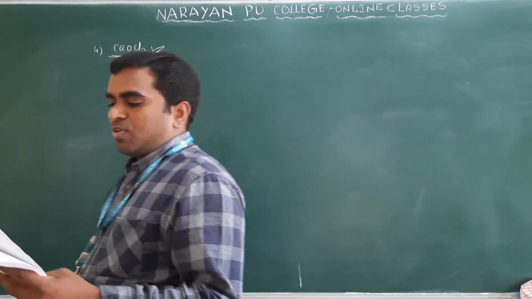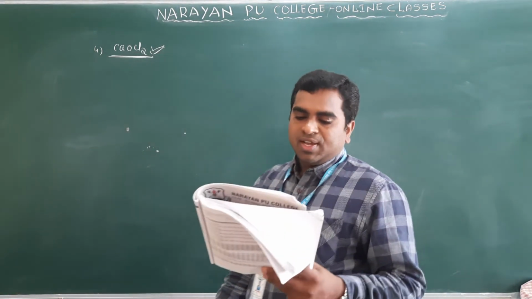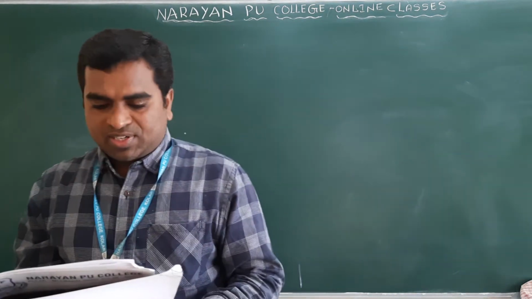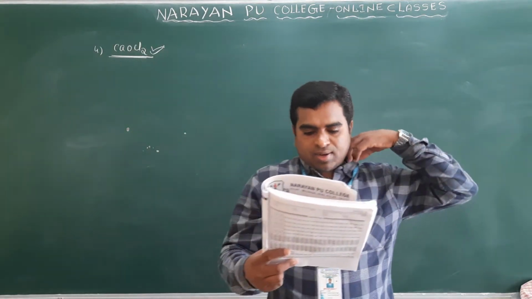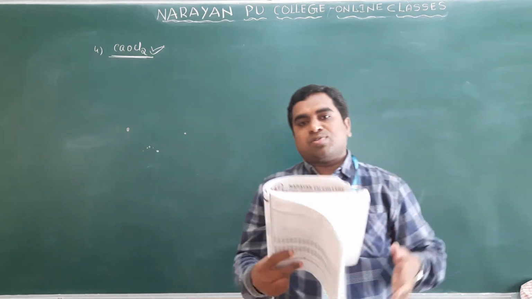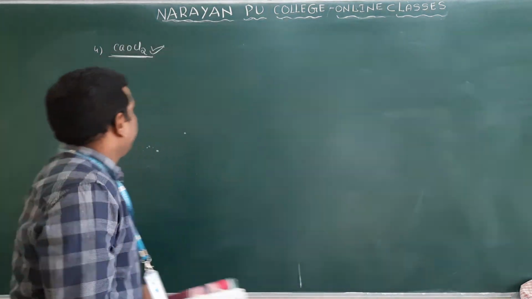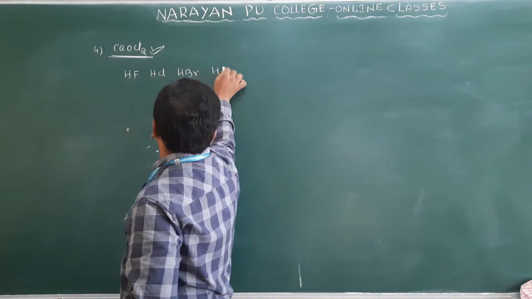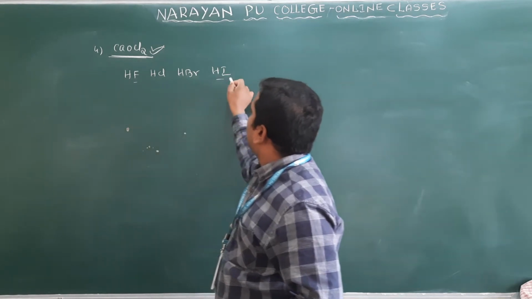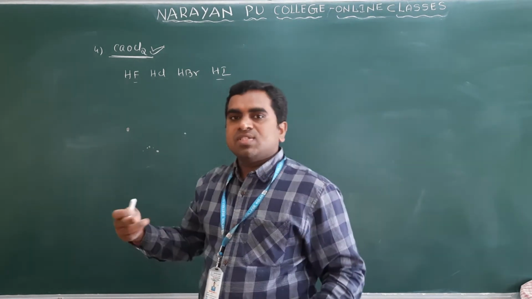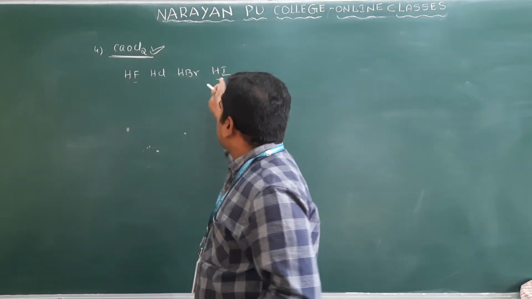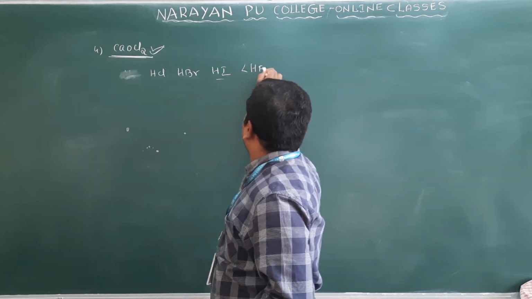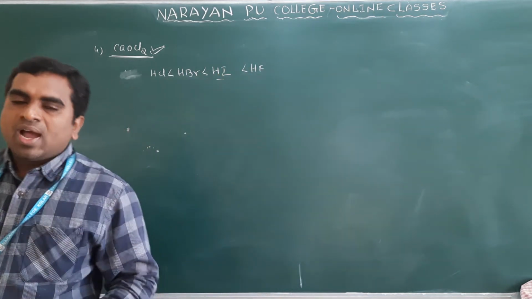Next, the fifth one. Variation of boiling points of hydrogen halides in the order HF, HI, HBr and HCl. What explains the higher boiling point of hydrogen fluoride? We have already discussed HF, HCl, HBr and HI. As you move from HF to HI, size increases, van der Waals forces increase, so boiling point should also increase. So HI should have the highest boiling point, but here HF has the high boiling point because of hydrogen bonding.